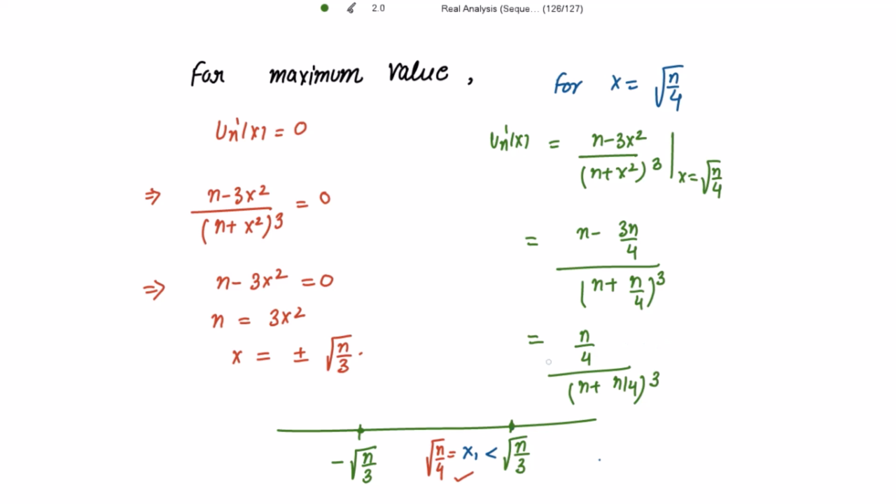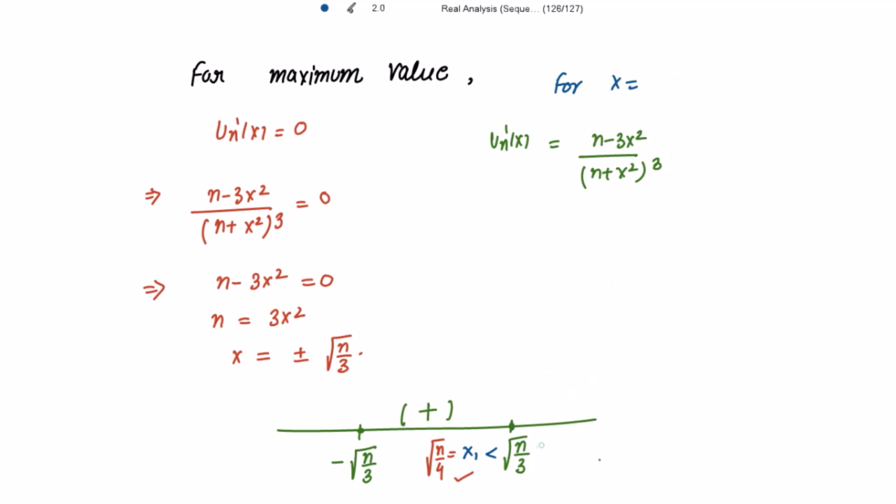So we are getting the positive sign, right? So for the values which are strictly less than square root of n by 3, we are getting positive sign. Let's consider the values greater than square root of n by 3. x2 to be equal to square root of n divided by, let's say, 2.